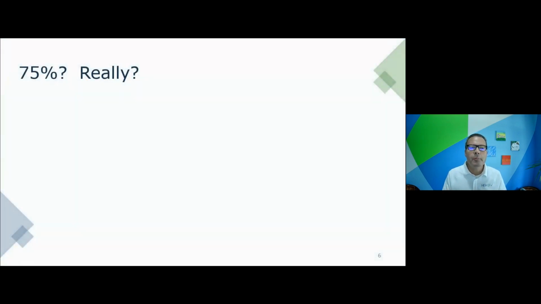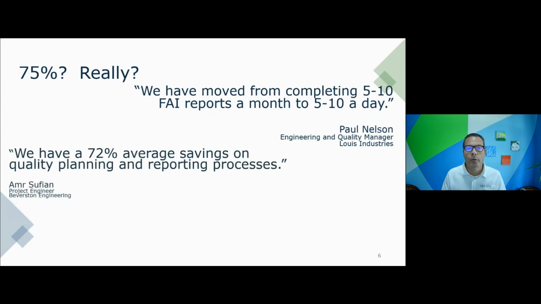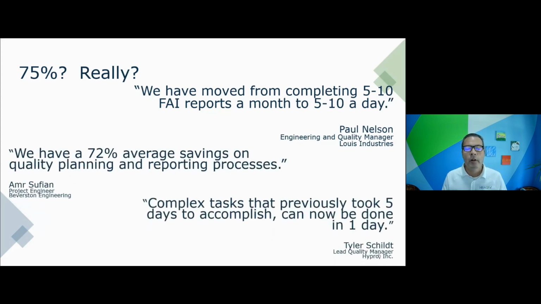So is 75% a realistic number? We typically state that you can save 50% of your time. However, our customers do tell a different story. It's not uncommon for our customers to see a 75% time savings in compiling their submission requirements from whatever process they're using currently.